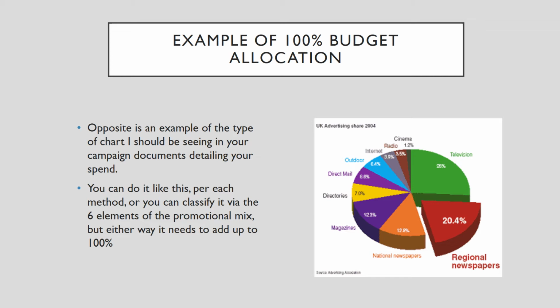So you can do this, which is better to see, but for some people, this becomes a little bit messy. So then you might be looking at using the 6 elements of the promotional mix method. But either way, it needs to add up to 100%.